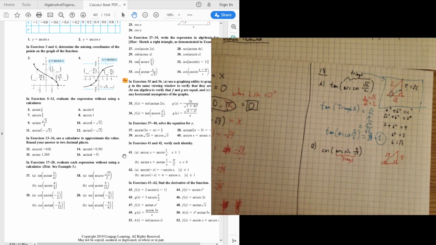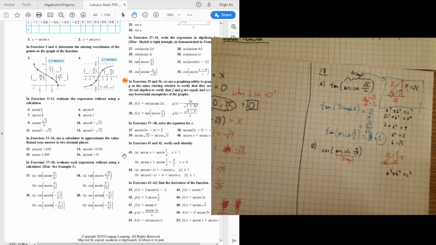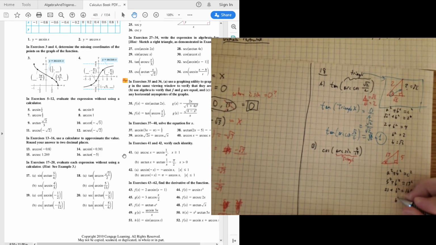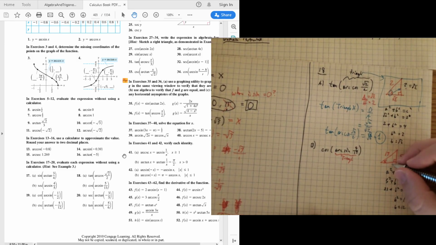Using Pythagorean's theorem, I can figure out the missing side. A squared plus b squared equals c squared. I know my a should be 5 squared plus b squared equals 13 squared. 5 squared is 25. B squared is b squared. 13 squared is 169. So that means b squared equals 144, or b equals 12. Which means that my missing side up here, my b, is 12.